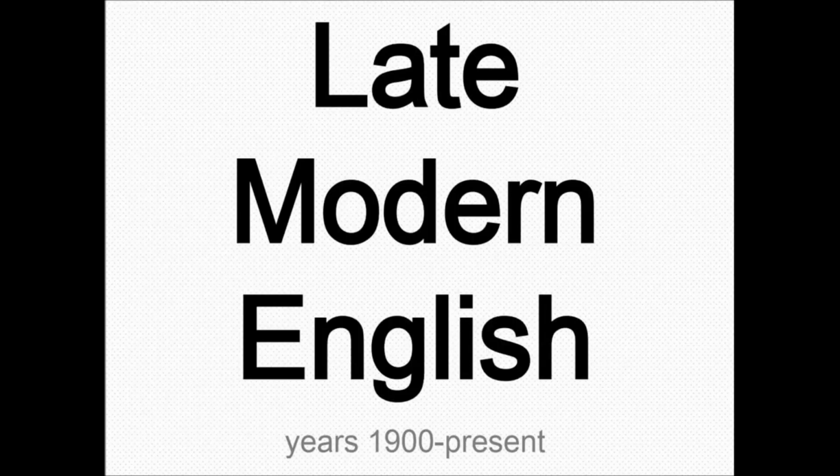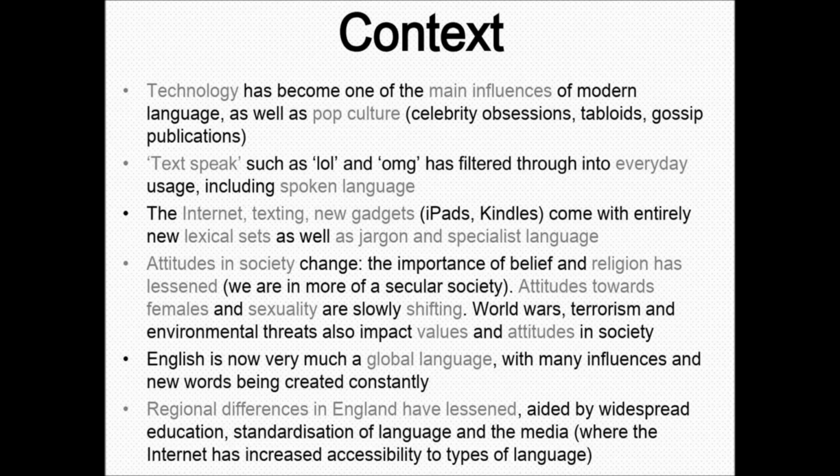Now let us discuss the late modern English period, from 1900 to the present. Let us begin our discussion with the historical, social and political context of that period. Technology has become one of the main influences on modern language as well as pop culture. Celebrity obsessions, tabloids and gossip publications become very important during this period.